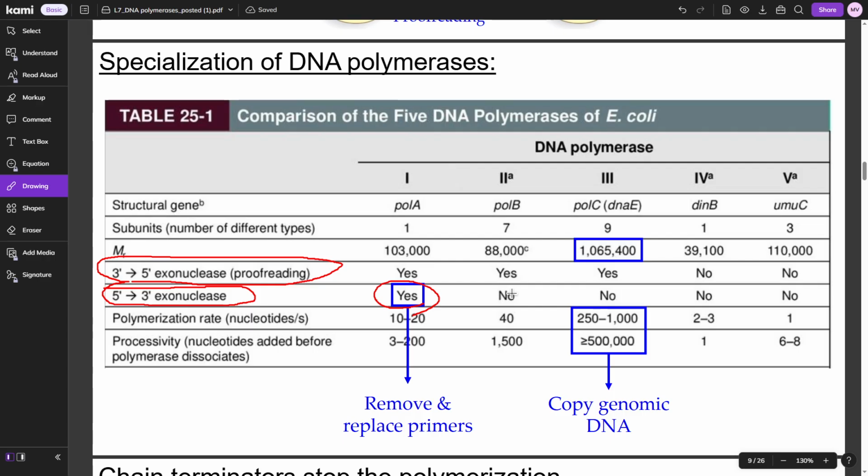So it's made of NTPs, not necessarily made of RNA. It's made of NTPs. So now if we look at the rest of these, though, they all don't have this 5' to 3' exonuclease, so it's not really necessary for them.